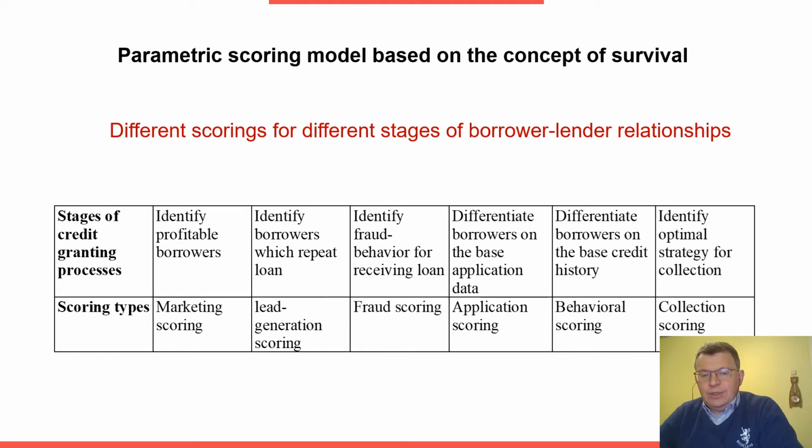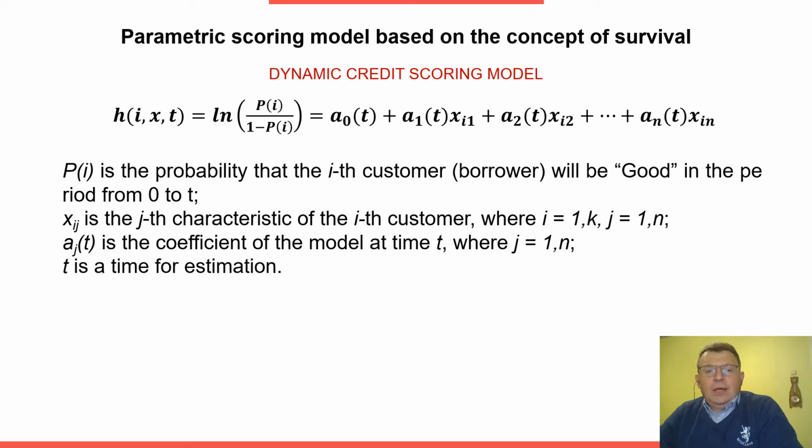Marketing scoring, lead generation scoring, fraud scoring, application scoring, behavioral scoring, and collection scoring. But we want to generalize such an approach by including the concept of survival. This supposes adding a T parameter, a time parameter, to the scoring weights. Our presentation now presents this dynamic credit scoring model, and here is the probability that the customer, the borrower, will be good. What does good mean? Good can be applied for any type of scoring which we have presented now.